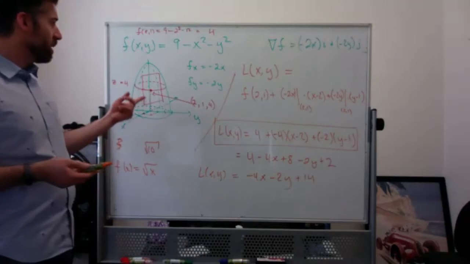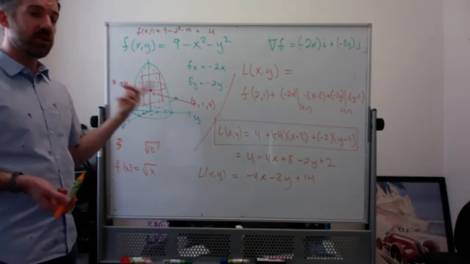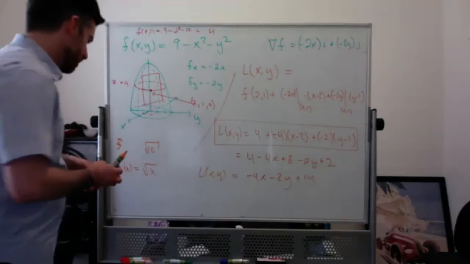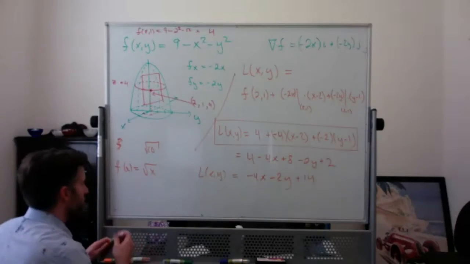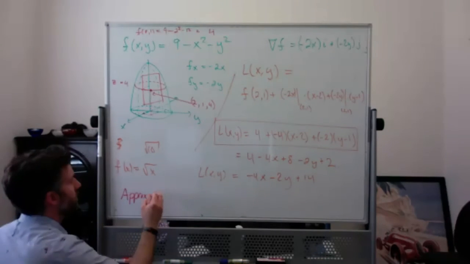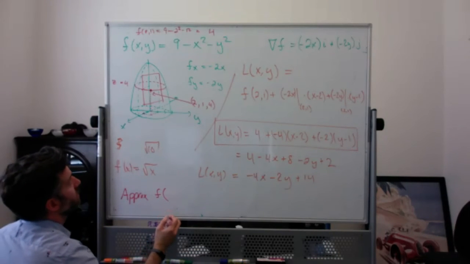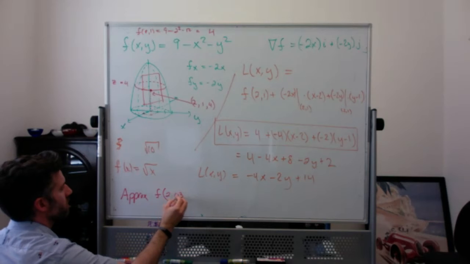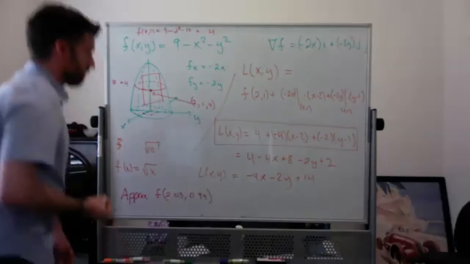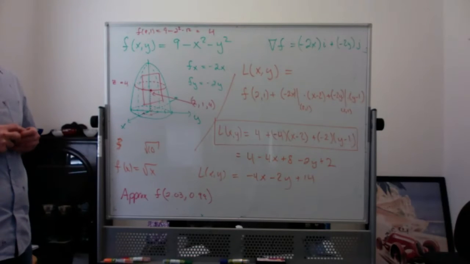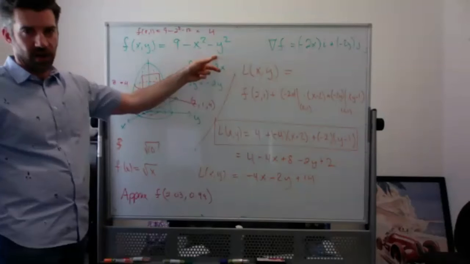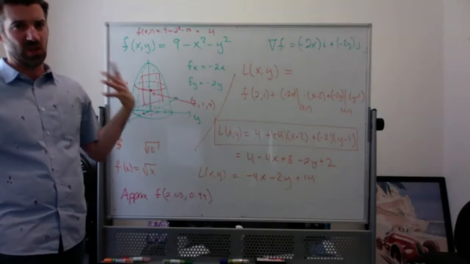So someone could say, use a linearization of this function at the point 2, 1 to approximate f of 2.03, 0.99. And while we certainly could do that, just actually evaluate it, right? You could totally plug in 2.03 for x and 0.99 for y and square them both out and add it up, and it wouldn't be too terrible.